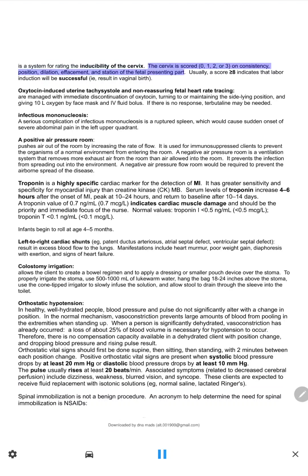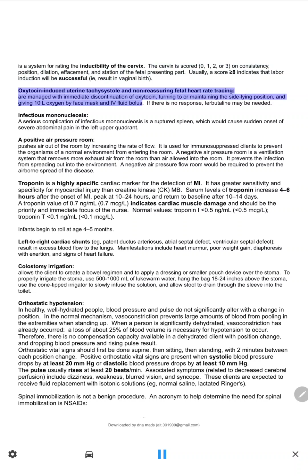The Bishop score is a system for rating the inducibility of the cervix. The cervix is scored 0, 1, 2, or 3 on consistency, position, dilation, effacement, and station of the fetal presenting part. Usually, a score greater than or equal to 8 indicates that labor induction will be successful, i.e., result in vaginal birth.